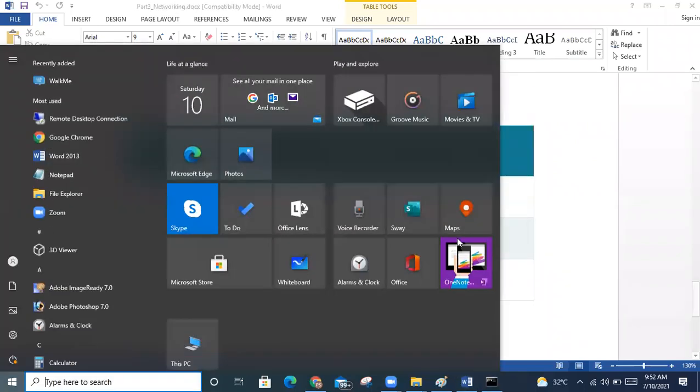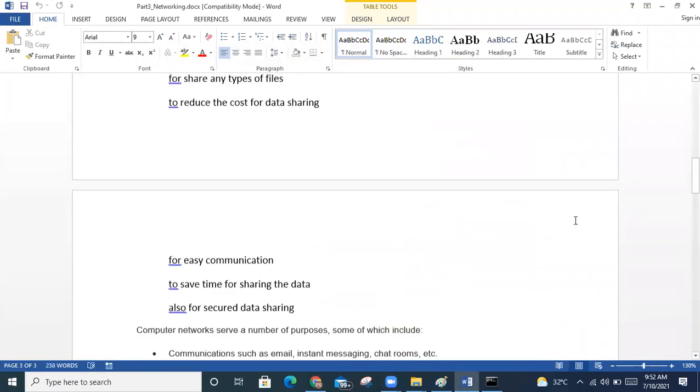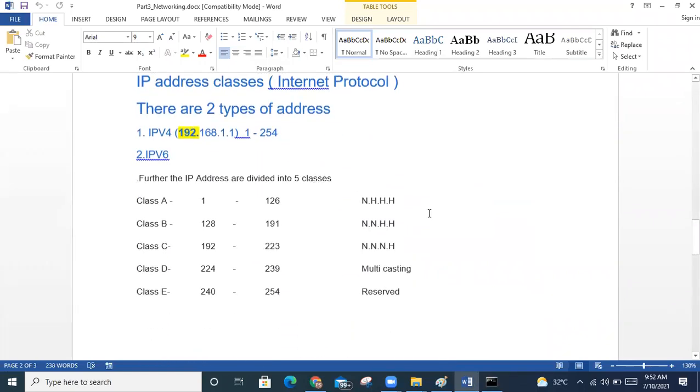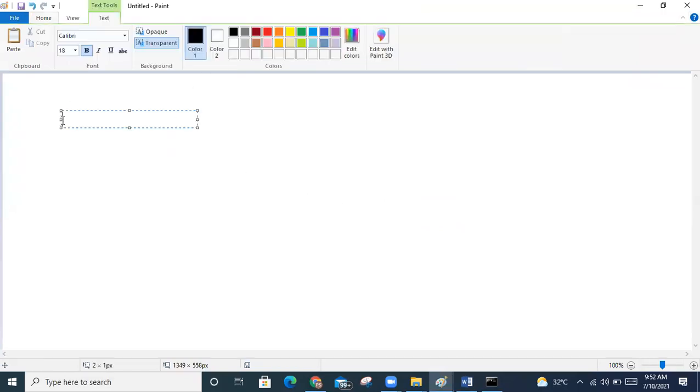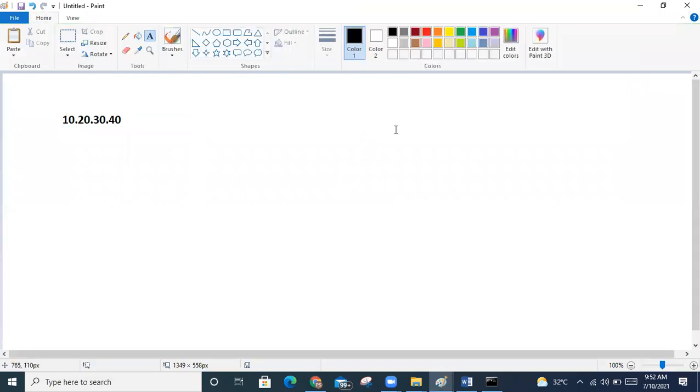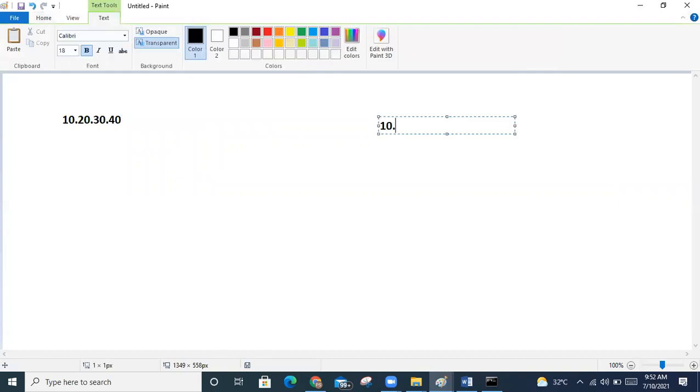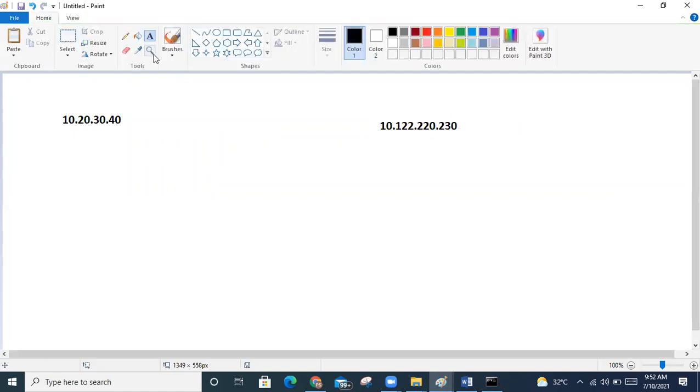For example, for class A, how many networks are common? One network, right? One network, 3 hosts. So if I give you one IP address, 10.20.30.40, which class is it? Now 10.220.1, will they communicate with each other? Yes or no? Let's see if they communicate.